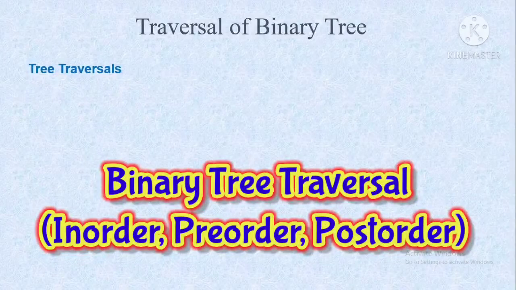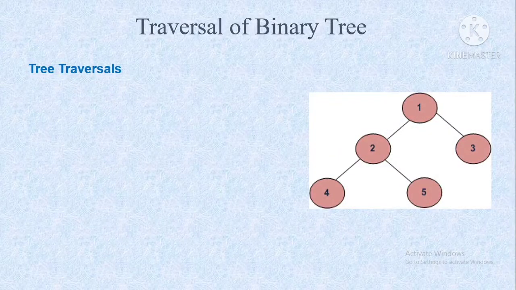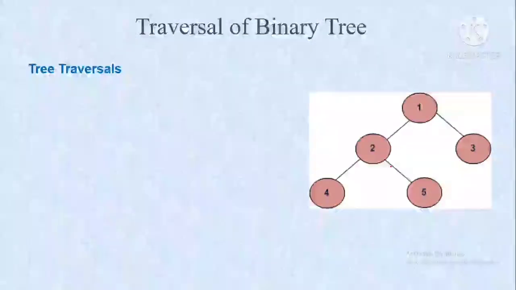In this video, we are going to learn about traversal of binary tree. Binary tree means we know that a tree which is having maximum of 2 child is called binary tree. This is a binary tree because maximum 2 child are accepted. Traversal means visiting these nodes of binary tree.